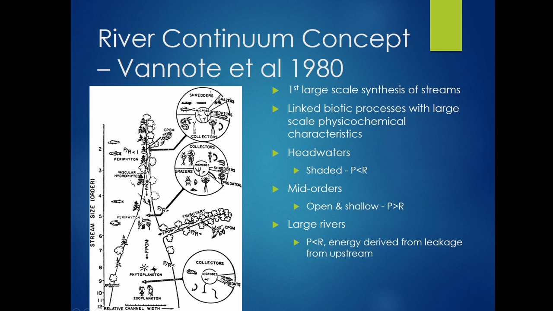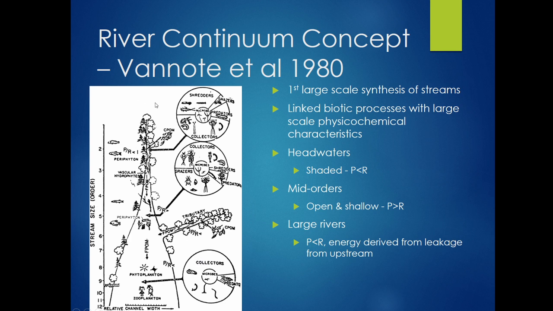Then they made some little pie charts here. Because a headwater stream is basically driven by coarse particulate organic matter, leaves, you see a whole lot of shredders, with very few grazers in the headwaters. Then in the mid-order streams, not as many shredders, but a whole lot of grazers. And then in the large-order streams, you would see a lot of collectors and some predators too.